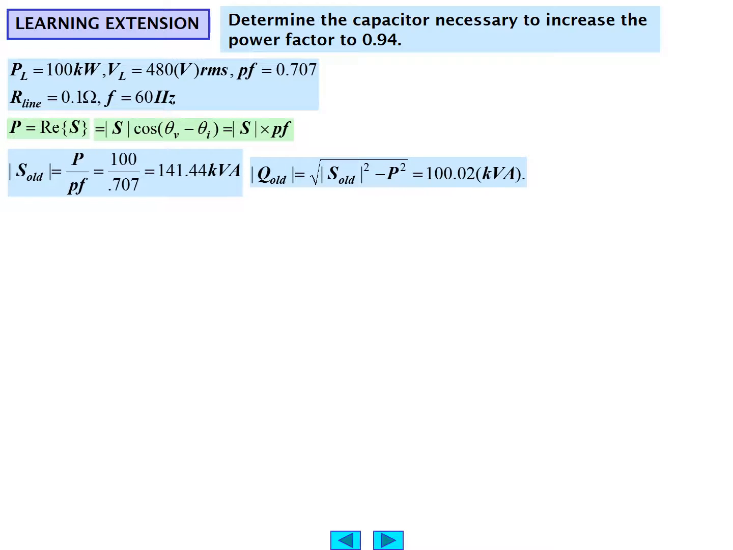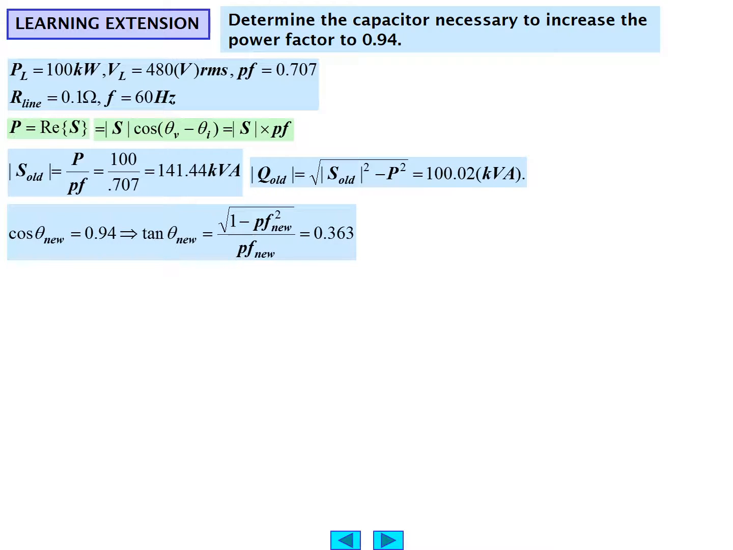The magnitude of Q old is the square root then of S old squared minus P squared. Substitution of the numbers we have gives us 100.02 kilovolt amperes for the magnitude of Q old. So cosine theta nu, by definition, has to be 0.94. That's the power factor. That implies that the tangent of theta nu is the square root of 1 minus the power factor squared of the new value divided by the power factor nu, and that would be, as a result, 0.363, again from trig.